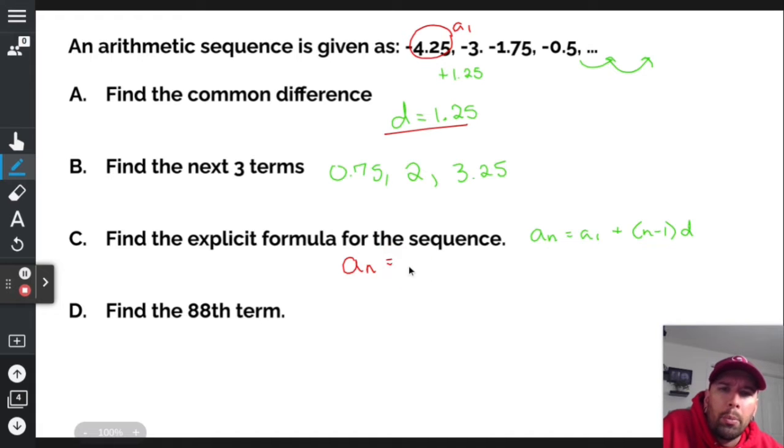So the general formula for the explicit formula is going to be a sub n equals the first term, negative 4.25, plus n minus 1 times d, which is 1.25.